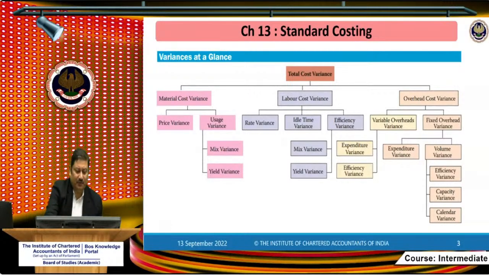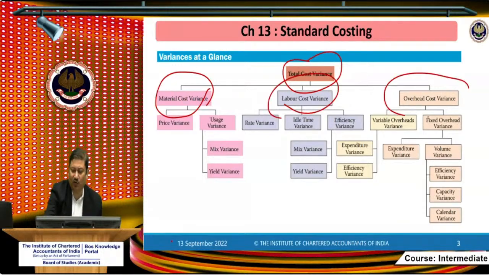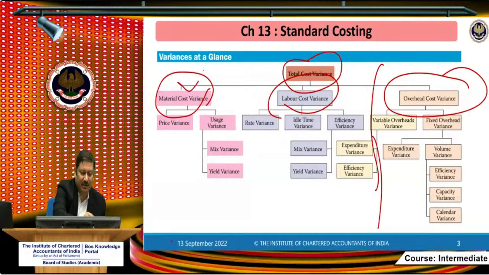If you can see, the total variance can be divided into three parts. The first part is the material cost variance, then the labor cost variance, and the overhead cost variance. First in your mind, you should take material cost variance and labor cost variance almost in an identical way.